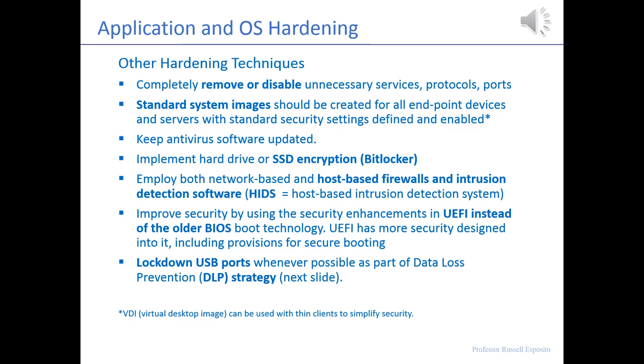So let's talk about some other hardening techniques that involve applications. So we mentioned earlier, remove or disable any unnecessary services, protocols, ports, any software you're not using, any capability, whether it's in the application. I mean, this goes obviously just as much for your network, but since we're focusing on applications, anything that has to do with your software, shut down functions and features you're not using.